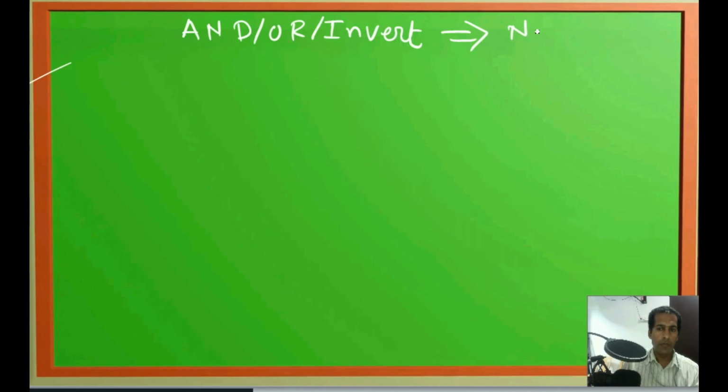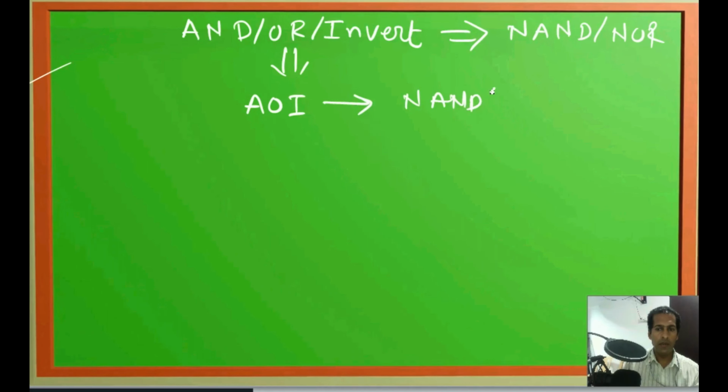Let us see this one more conversion, from AND OR invert to NAND NOR logic. This is also called AOI logic, to NAND or NOR logic.